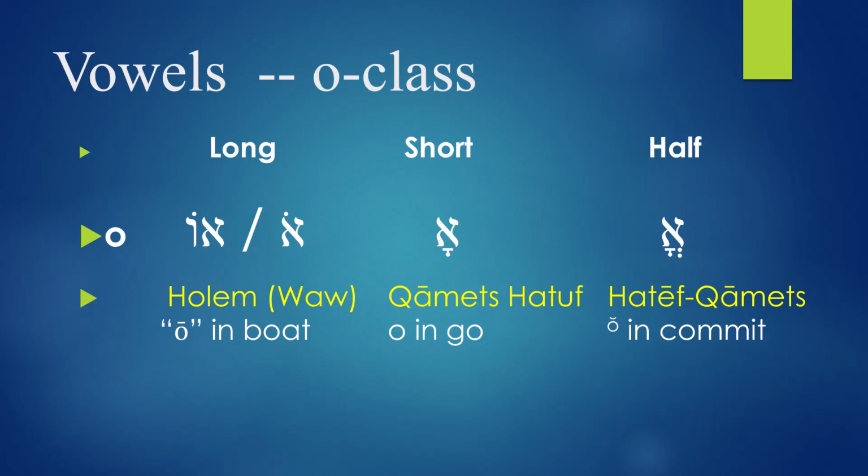And so let me go through the vowels. On the long sounds, we have 2 forms. We have holem vav, which is making the long O sound. And we have holem, which is also making the long O sound. And then we have kametz hatuf, making the short O sound. And then we have hatef kametz, making shorter O sound. So this is how the vowels are written.